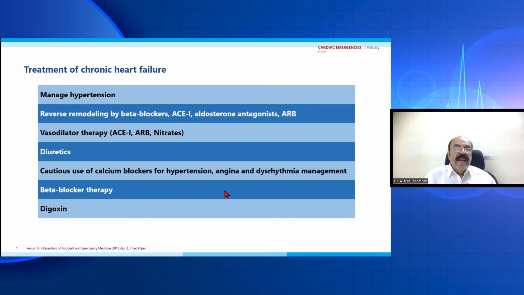The treatment of chronic heart failure is to manage hypertension. To find out the cause for heart failure, most of the time it may be due to hypertension, it can be vascular or valvular disease. So manage the symptom, manage the primary cause, manage hypertension. Reverse remodeling by beta blocker, ACE inhibitor, aldosterone antagonist or ARB, vasodilator therapy like ACE or ARB and nitrates. Diuretics, you must cautiously use calcium channel blocker for hypertension, angina, dysrhythmia management, beta blocker therapy, digoxin, especially beta blockers like carvedilol and the newer beta blockers like metoprolol are useful in chronic heart failure.